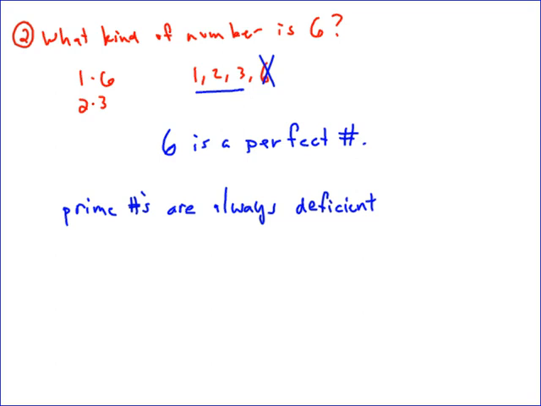So you will have some problems to talk about listing out factors of numbers. It's very important to be able to list all the factors of a specific number. And then it's also important to be able to know, is that number going to be deficient, is it perfect, or is it abundant?